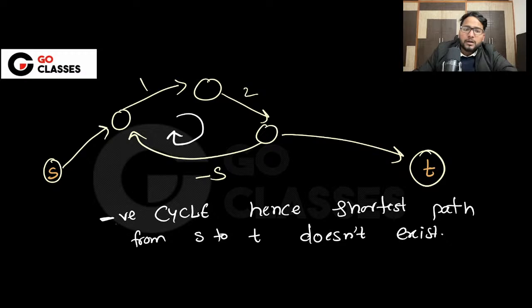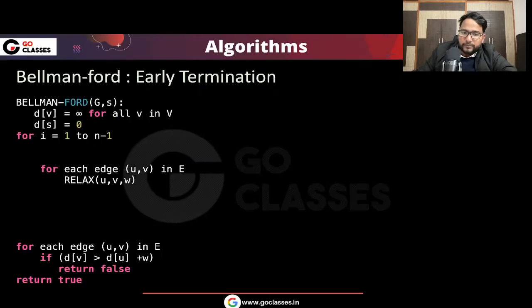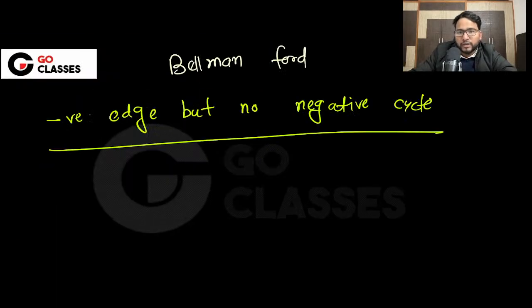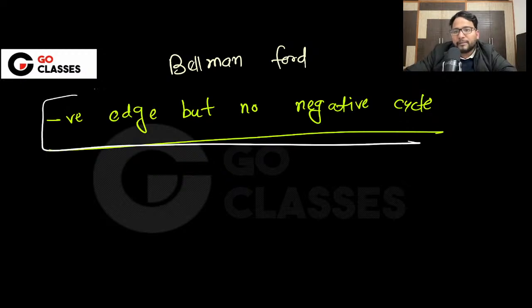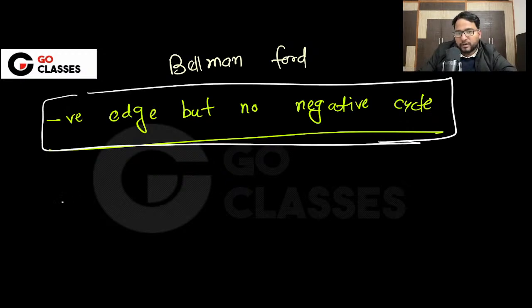Okay, but if there is a negative edge only, but there is no negative cycle, then Bellman-Ford can work very fine. Then Bellman-Ford can work.